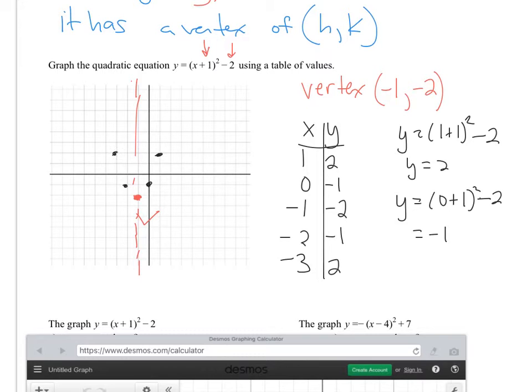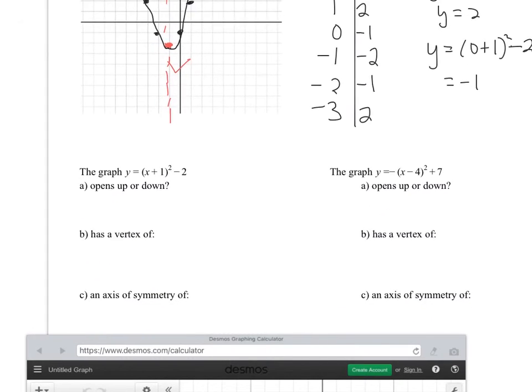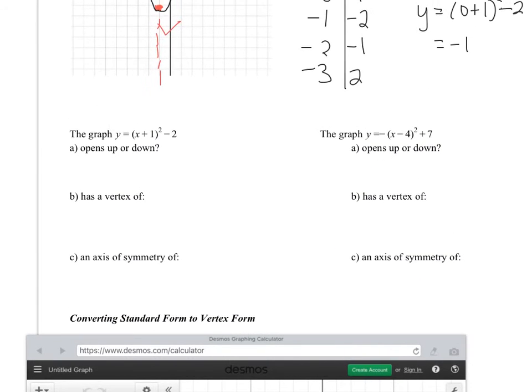So if I look at this, this is what my parabola looks like. So the only benefit really of this is you have this vertex right away. If you had it in the other form, you just have to use your negative b over 2a. Okay, so what can we say about this graph? Does it open up or down? Well, it opens up. The vertex we know is -1, -2, and the axis of symmetry is x equal -1.